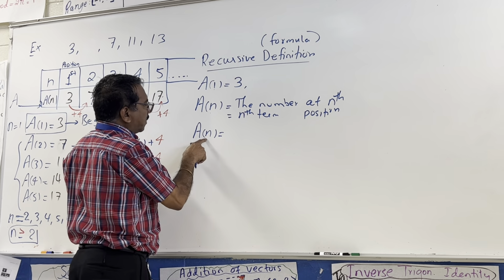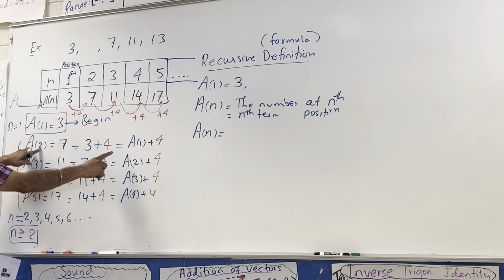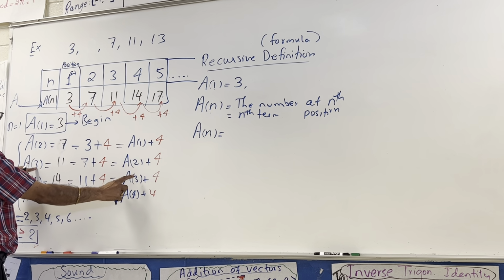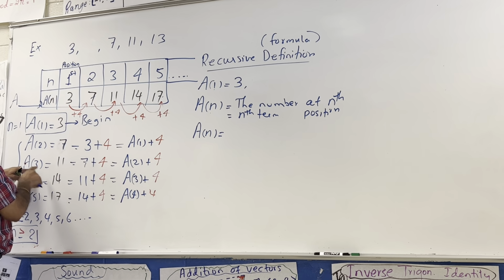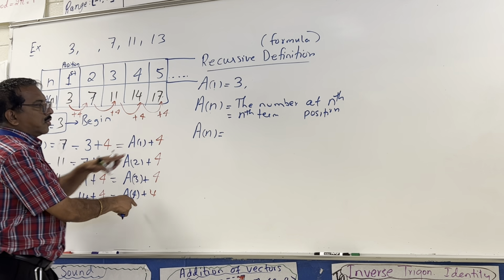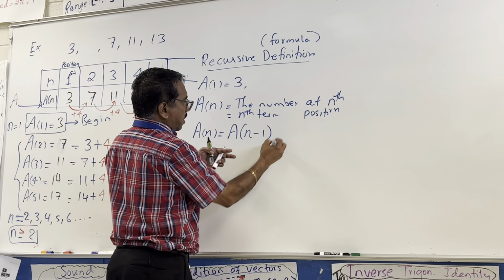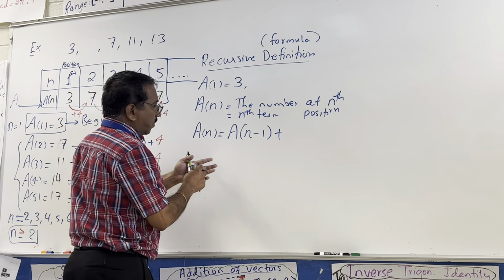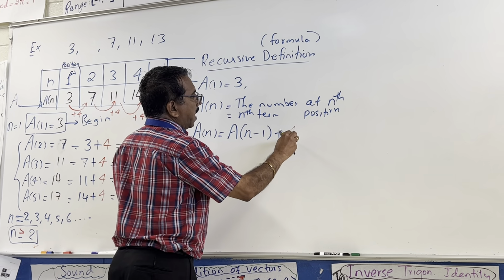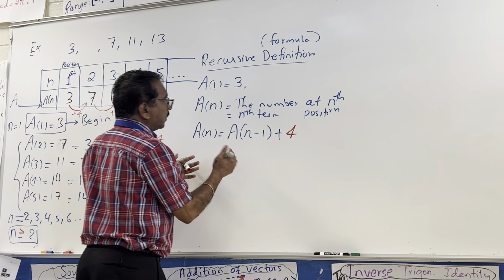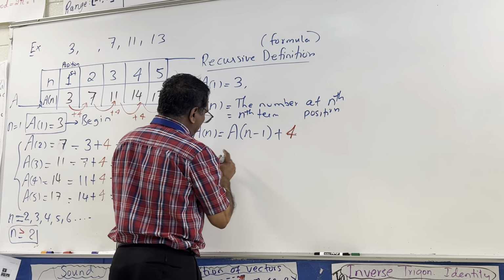So that's why this part, look at this. This is 2, this is 1, so 1 less. This is 3, this is 2, 1 less. So 3 minus 1 is 2, 4 minus 1 is 3, 5 minus 1 is 4. So if I write n, you have to write A, n minus 1, and plus the 4, that 4 which you write here.